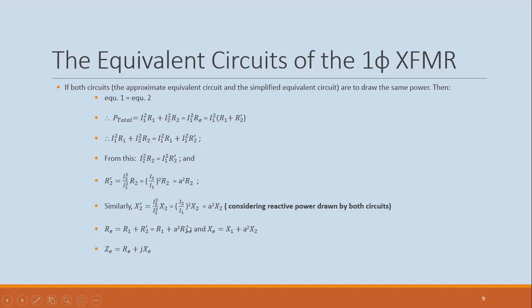So now we have the equivalent resistance being R1 plus R2 prime, which would be equal to R1 plus A squared times R2, and XE would be equal to X1 plus A square X2. And then the equivalent impedance would be RE plus JXE.